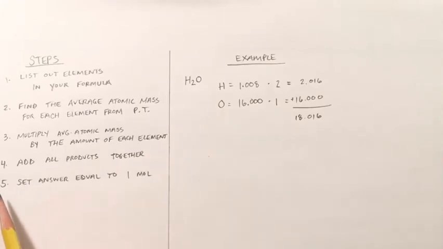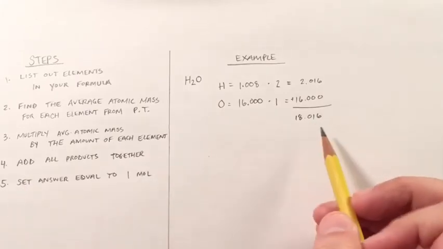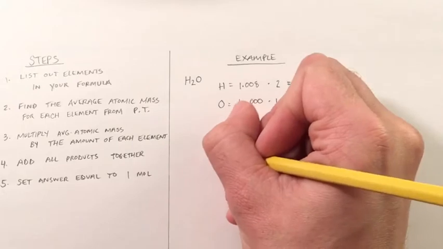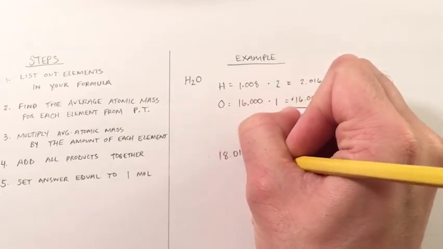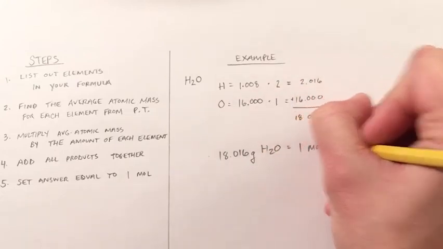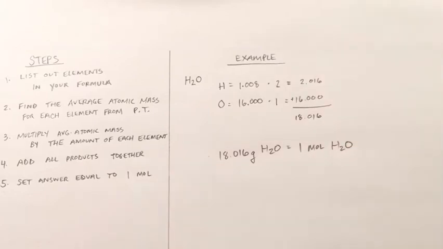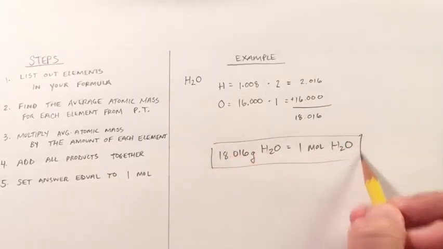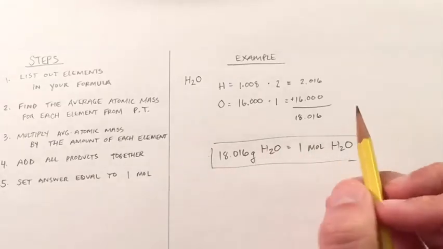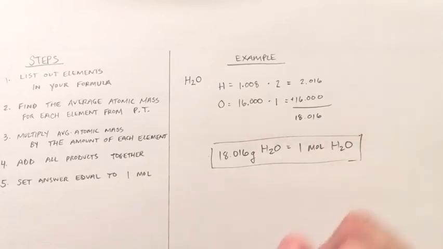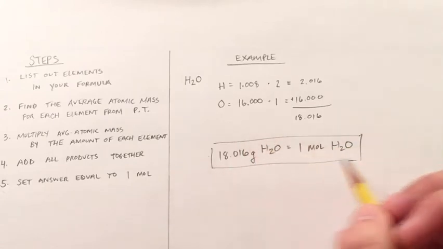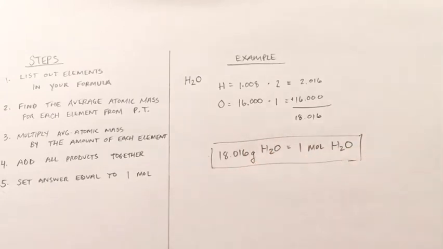And at the very end, step number 5 is to set this answer equal to 1 mole. So the amount that we just found is how many grams, so 18.016 grams of H2O is equal to 1 mole of H2O. This is our molar mass. If you notice, it looks just like the conversion factors that we have used in other problems. It's an equivalent statement, so we can turn this into a fraction that goes in our dimensional analysis chart, depending on what unit we have to start with. That determines which side of this equation will go in the top and bottom.